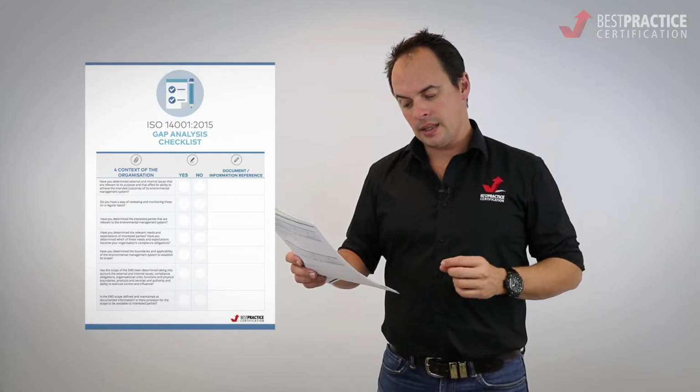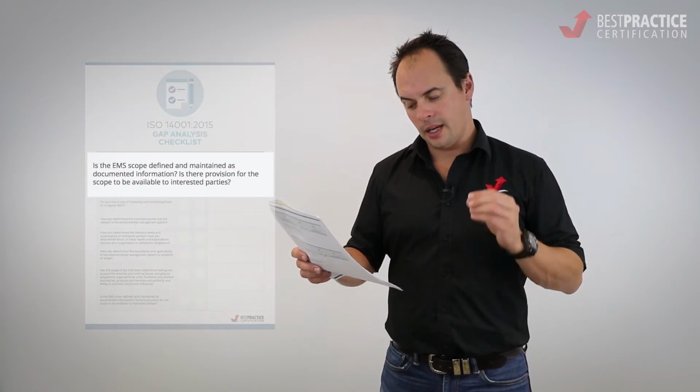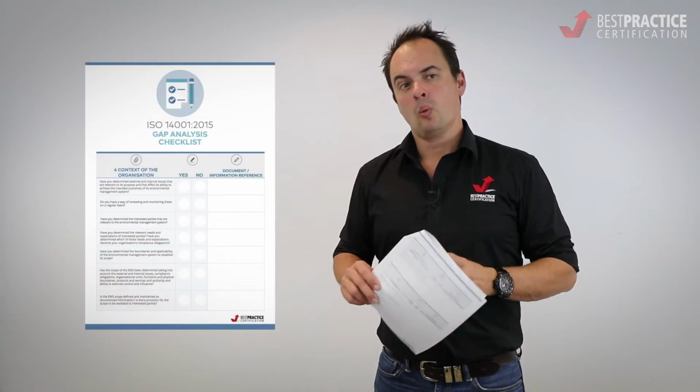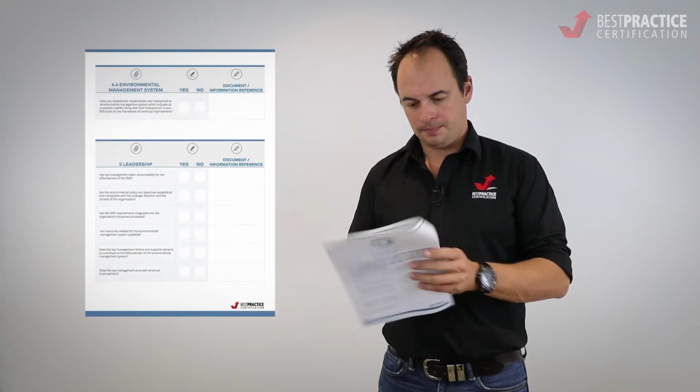And the last question there is, is the EMS scope defined and maintained as documented information? Now, importantly, we've moved away from big, thick manuals and policies and procedures. And so somewhere on your website, a small statement that says, this is our environmental management system, these are the parts of the business that it applies to, or it applies to all of our business, and it's about looking at all of the strengths and weaknesses and opportunities and threats for our environmental management system and to improve our environmental impact on the planet.